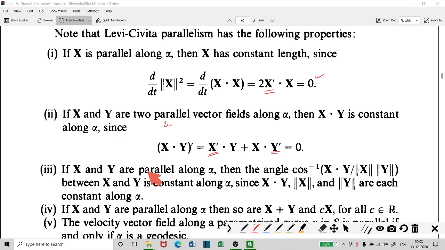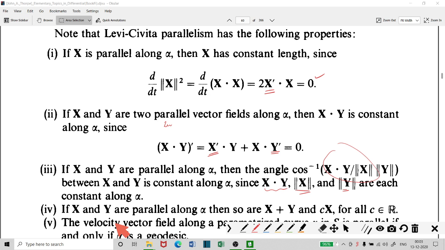The third property is, if x and y are parallel along alpha, then the angle, cos inverse of this, between x and y is constant along alpha. Okay, because this cos inverse is defined in terms of x dot y, norm x and norm y. We have already seen that x and y are Levi-Civita parallel. Then x dot y is a constant, and these two norms are constant. So the cos inverse of this bracket is also constant. Therefore, we can say that the angle is constant.